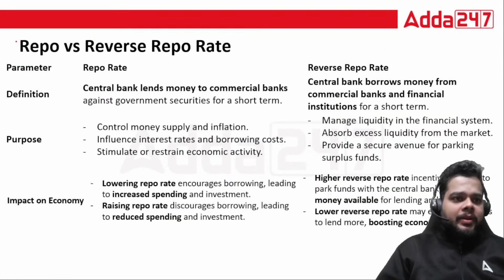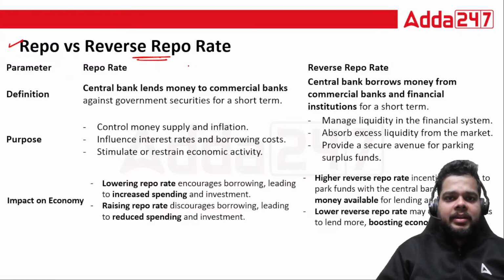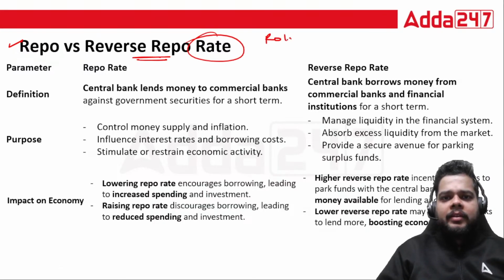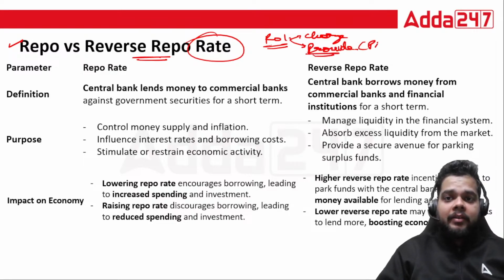Now comes the question: how do we define the repo and reverse repo rate? What is the interlinkage between these two types of rates? Simply stated, they are the rate of interest which the RBI will either charge from the banks or provide to the banks if they park their funds. So whenever funds are being parked with the RBI, we talk about the reverse repo rate, and when funds are utilized from the RBI, it is the repo rate.